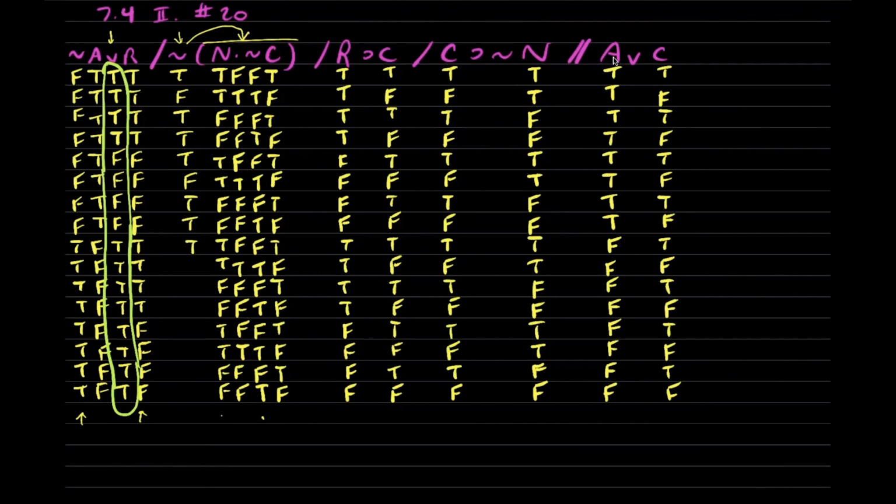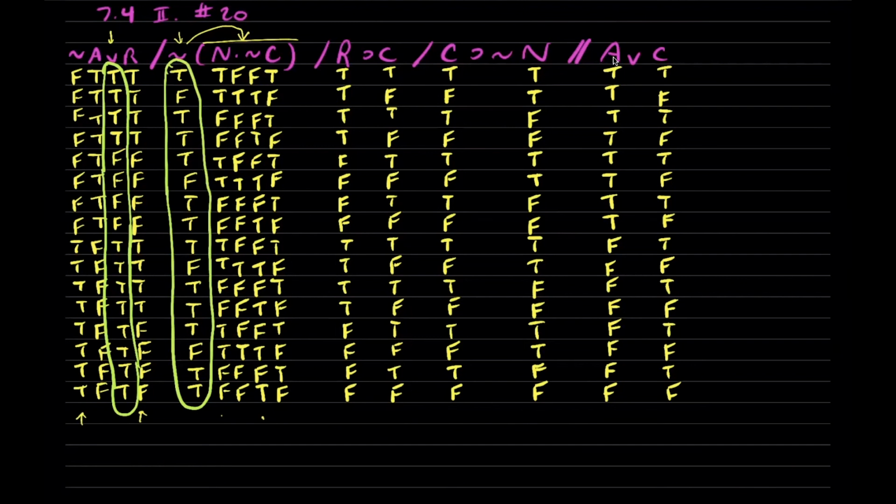Next row, the dot is true, so the negation is false. In the next row, the dot is false, the negation is true. Dot is false, so the negation is true. Dot is true, so the negation is false. Dot is false, so the negation is true. And the dot is false, so the negation is true. And I'm going to circle the values underneath that tilde because that tilde is the main operator of the second premise, like so.